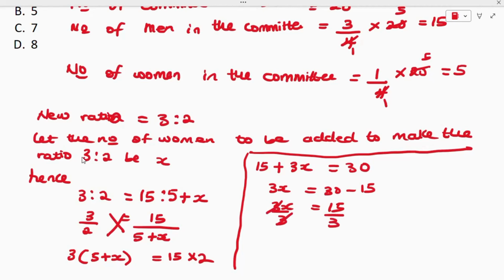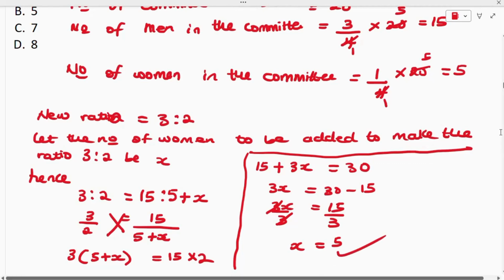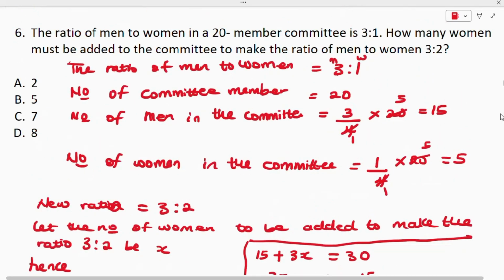So this cancels out this. So x is equal to 15 divided by 3. We have this to be what? 5. So we have that the value of x is 5. So the number of women to be added to make the ratio 3:2 is equal to what? 5. And that makes B the correct answer. Okay, so let's go on to the next question right here.